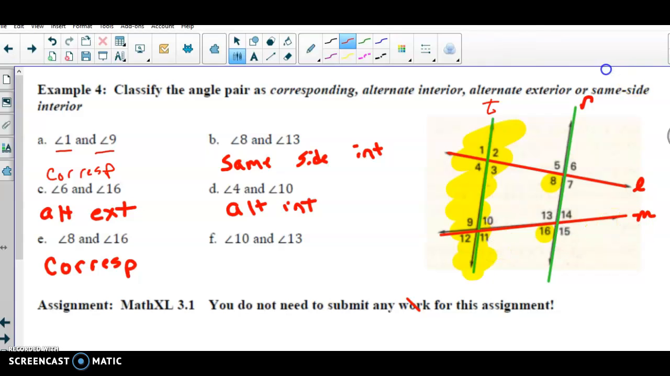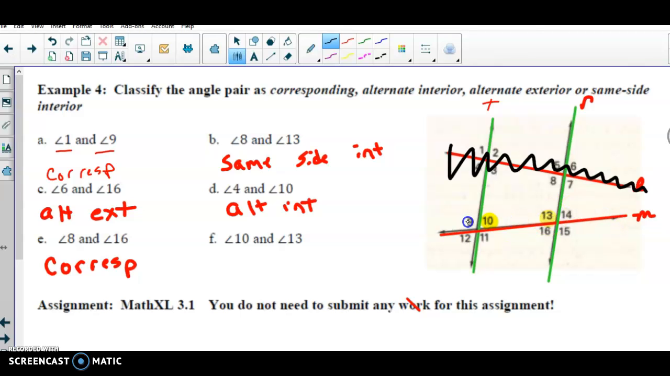And the last grouping would be 10 and 13. Here's 10, here's 13. So this time, we are ignoring all of this stuff up here. I have line T and I have line R. They're cut by line M. M is our transversal this time.